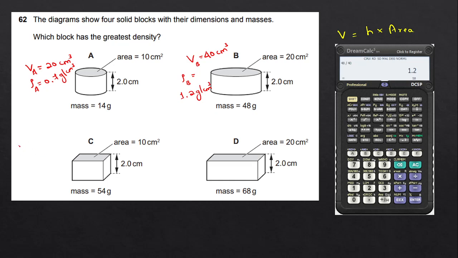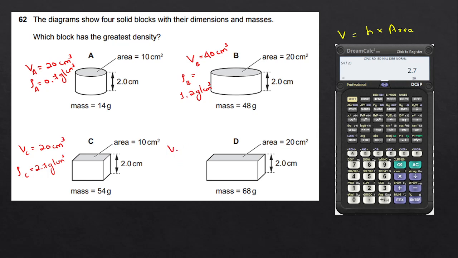Now volume of object C is 10 times 2, so it is 20 cm cube. Density of object C will be 54 divided by 20. This will be 2.7 gram per cm cube.